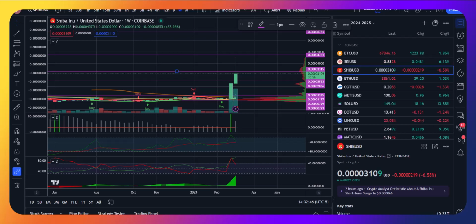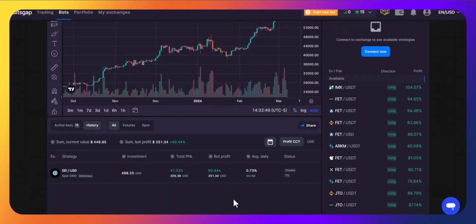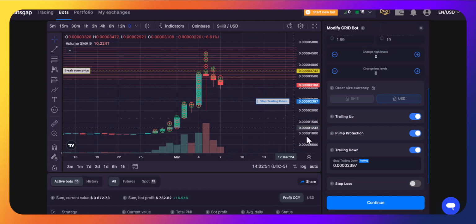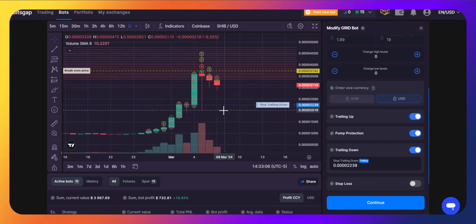So now that we know where our low is, let's go over here to Bitsgap. We are now in our bot and we can stop trailing. What did we say? 2027. Well, I have on the day 2039. 2027. So right around 2030 is right around there. So our trail could end up coming all the way back down to here.